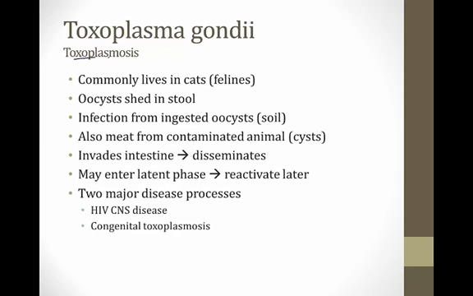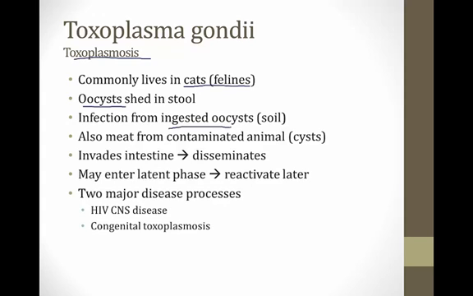The next infection we'll discuss is infection with the protozoa Toxoplasma gondii. This leads to toxoplasmosis. This is one of the central nervous system protozoal infections. Toxoplasma is commonly found in cats or felines, although it can also be found in other animals. And the animals that are infected will shed a form of the protozoa called an oocyst in the stool. And you can become infected if you accidentally consume those oocysts. For example, they're often found in the soil.